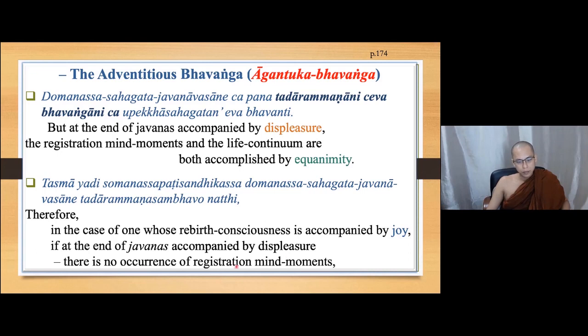So if the registration arises, the registration accompanied by equanimity must follow, because the javana is accompanied by displeasure. According to this law, the object followed by the javana accompanied by displeasure must be equanimity registration. But if the registration of equanimity arises after that, there will be bhavanga.